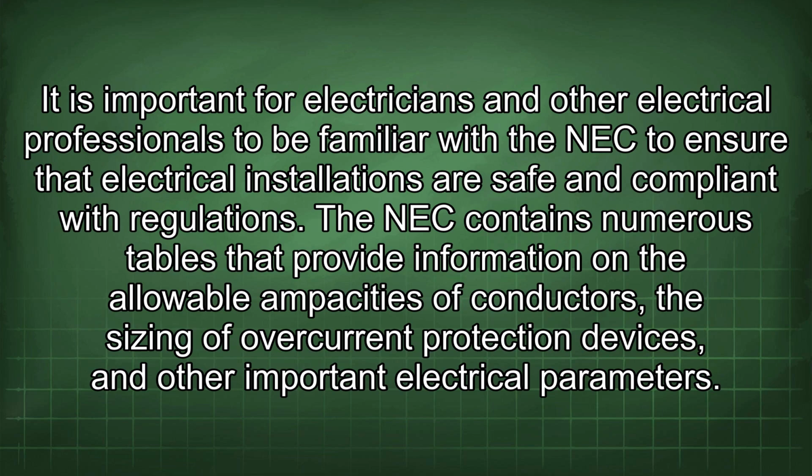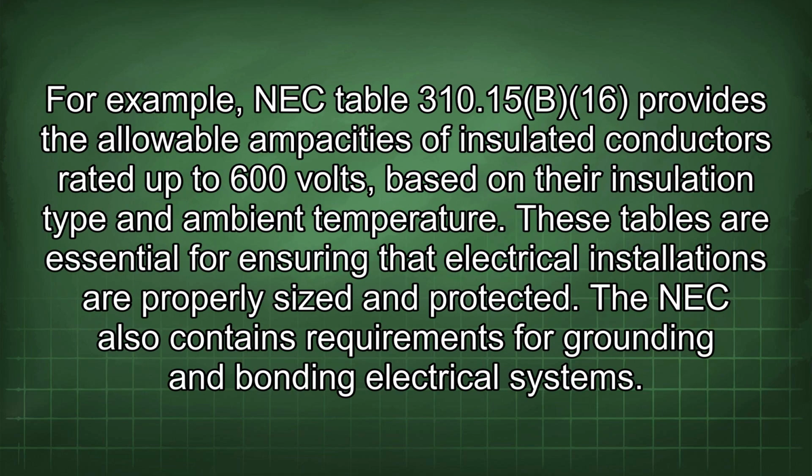The NEC contains numerous tables that provide information on the allowable ampacities of conductors, the sizing of overcurrent protection devices, and other important electrical parameters. For example, NEC Table 310.15(B)(16) provides the allowable ampacities of insulated conductors rated up to 600 volts, based on their insulation type and ambient temperature. These tables are essential for ensuring that electrical installations are properly sized and protected.